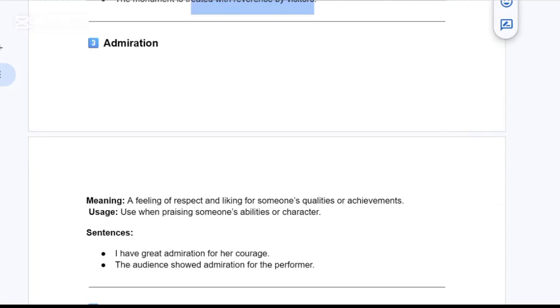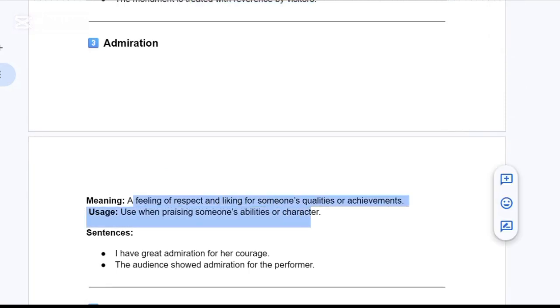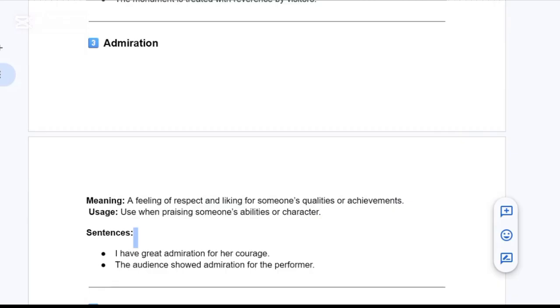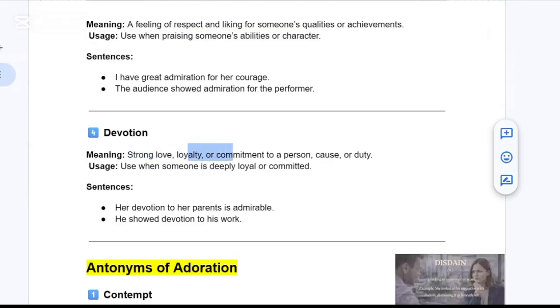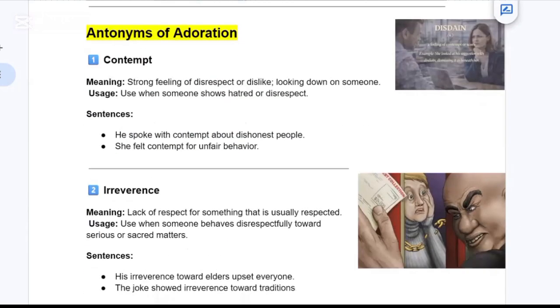Admiration, a feeling of respect and liking for someone's qualities or achievements, used when praising someone's abilities or character. I have great admiration for her courage. The audience showed admiration for the performer. Devotion, strong love, loyalty, commitment to a person, cause, or duty. Used when someone is deeply loyal or committed. Her devotion to her parents is admirable. He showed devotion to his work.